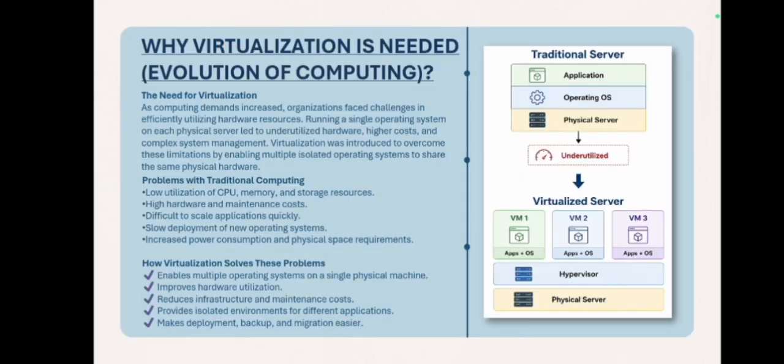In traditional computing, one physical server usually ran one operating system. This resulted in poor utilization of hardware resources because many servers remained idle most of the time. To solve this problem, virtualization was introduced. It allowed multiple operating systems to share the same hardware efficiently. Later, containers evolved to provide even better performance by eliminating the need for multiple operating systems.